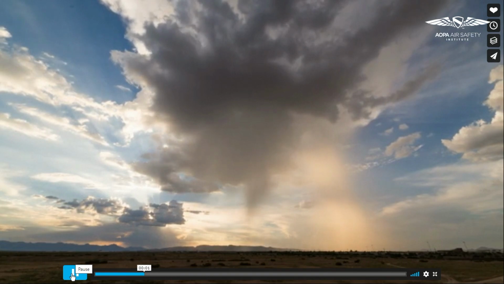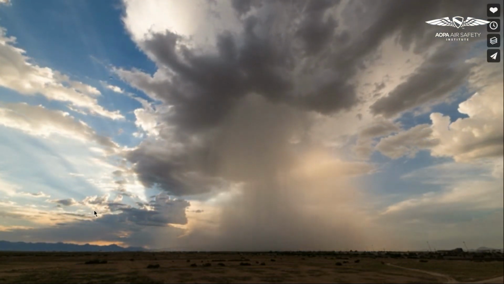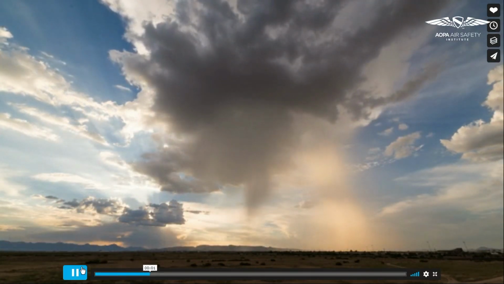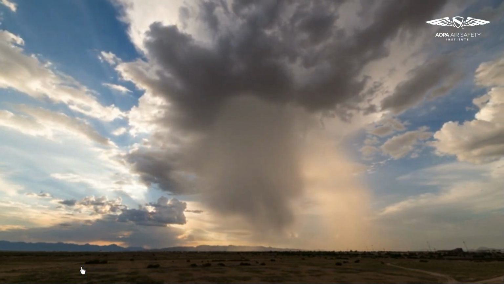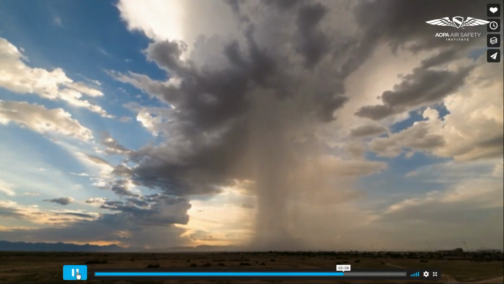So what do we call that? That's a microburst. Out of a little rain shower. There was no lightning in that thing. You would not survive it, most likely.